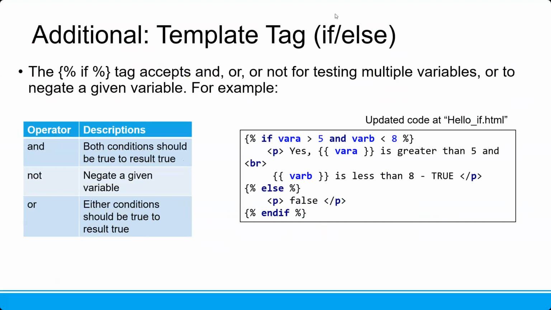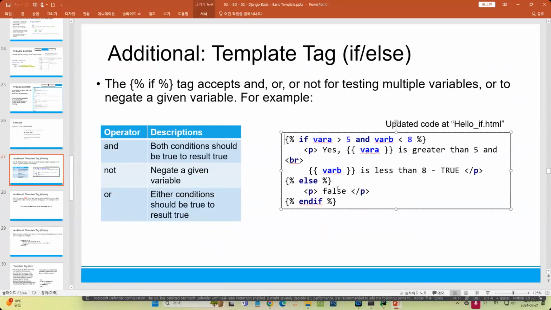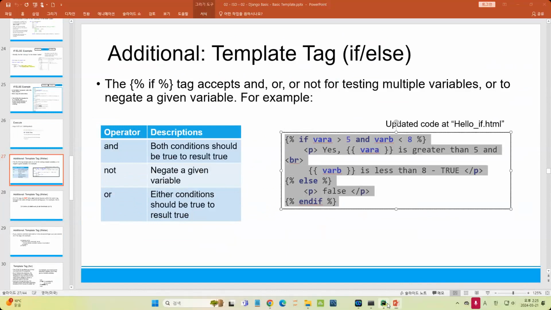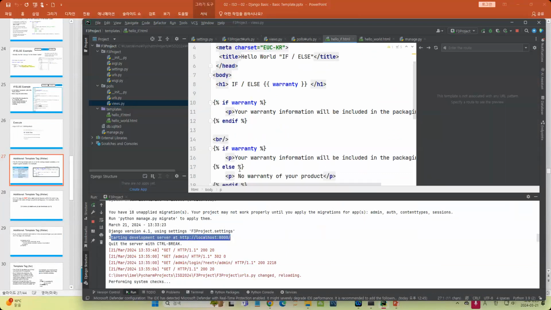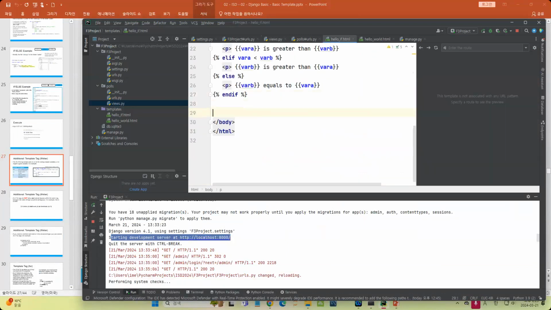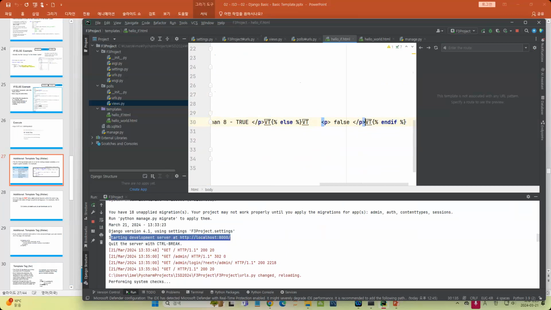So let's see if I have this. Let me put it into hello if.html. If you directly copy and paste, there might be some errors because the text in the PowerPoint contains some spaces or characters that do not match in PyCharm. So you need to modify something. For example, you can see the additional character.